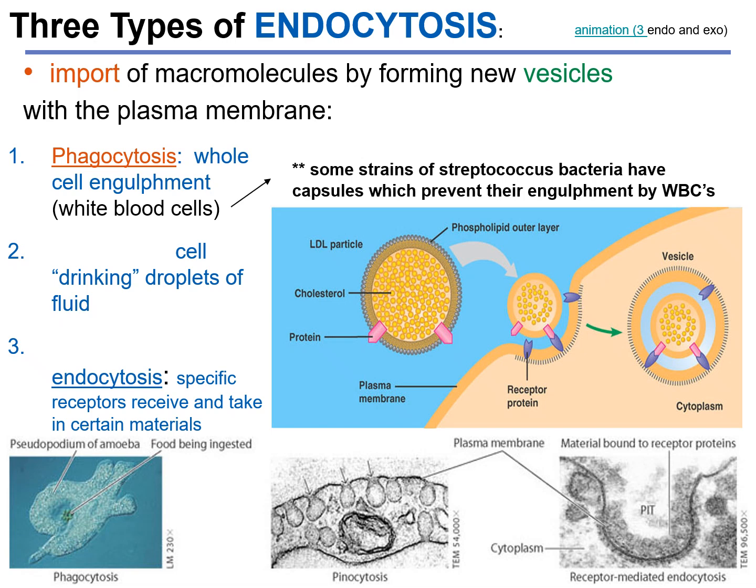Pinocytosis is when a cell drinks droplets of fluid. So I always like to think of these two like this. Phagocytosis, phago sounds big, and it is a cell engulfing another whole cell. Pinocytosis sounds small and little, and it is drinking the droplets of the fluid little by little from the other cell. And then we also have receptor-mediated endocytosis, which is when specific receptors receive and take in certain materials.